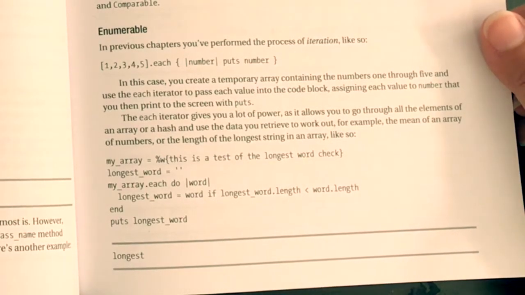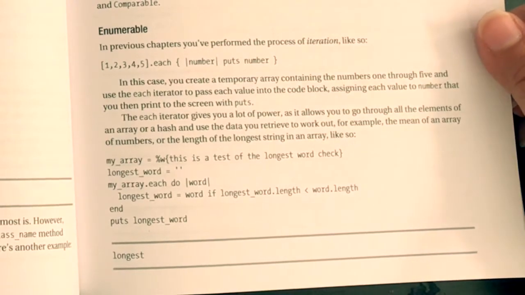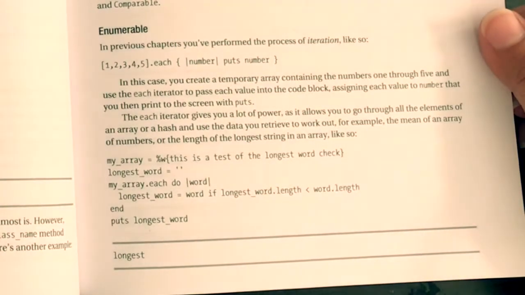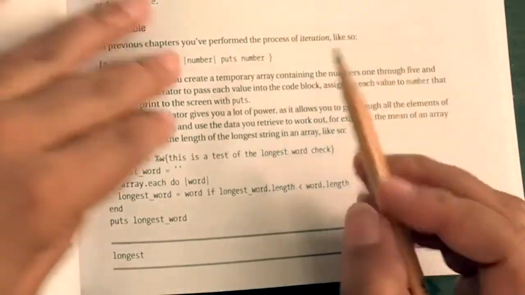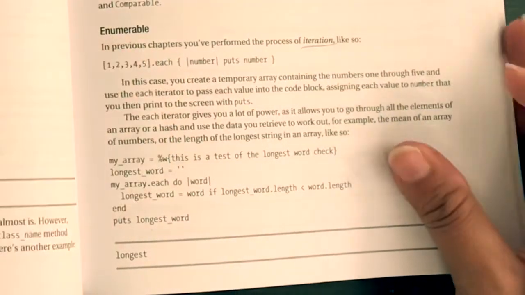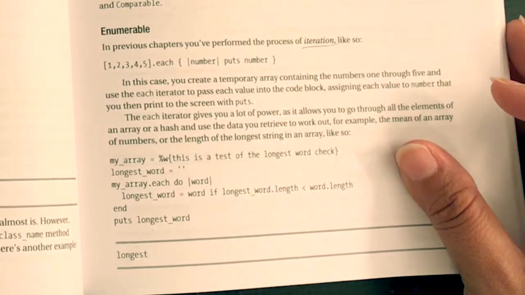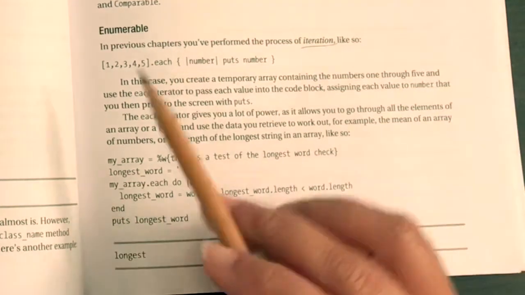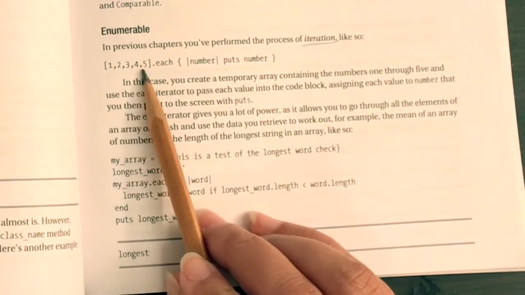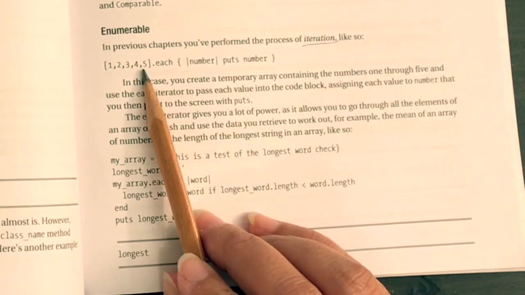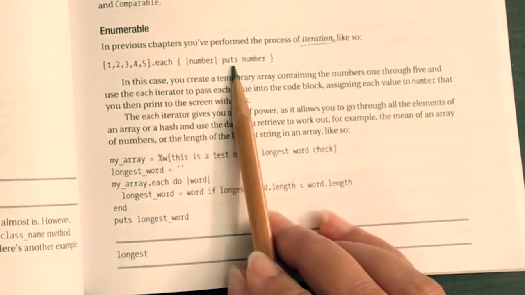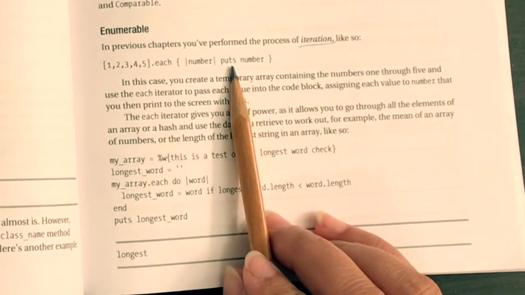An enumerable. In previous chapters, you performed the process of iteration, like so: 1, 2, 3, 4, 5, dot each, number, puts number. So basically it's saying, take the numbers 1 through 5 and list them in sequence.